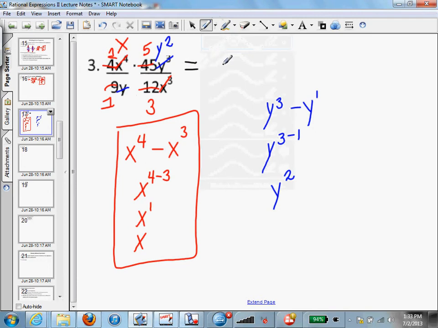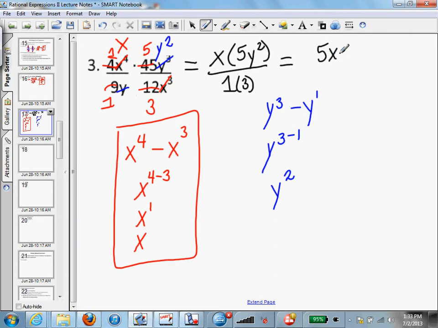So simplifying across, we have x times 5y squared over 1 times 3. To simplify, we can put the x inside with the 5, so we have 5xy squared all over 3. And that is your final answer.